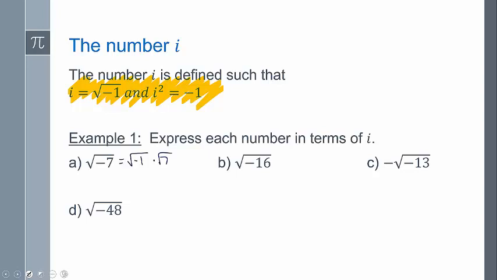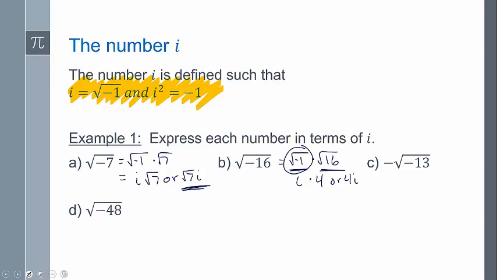So in this instance, I'm going to break apart that square root of negative 7 into the square root of negative 1 and then root 7. Well, the square root of negative 1 is i, and so I can write it as root 7 i. For here, the square root of negative 16, we want to break that apart. There's my imaginary part, and then there's the root 16. Well, root 16 is 4, and so you get 4i.